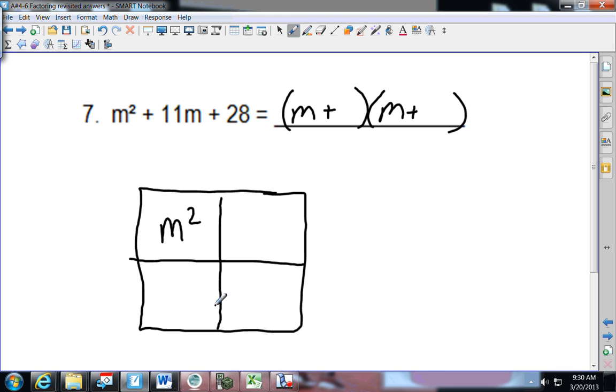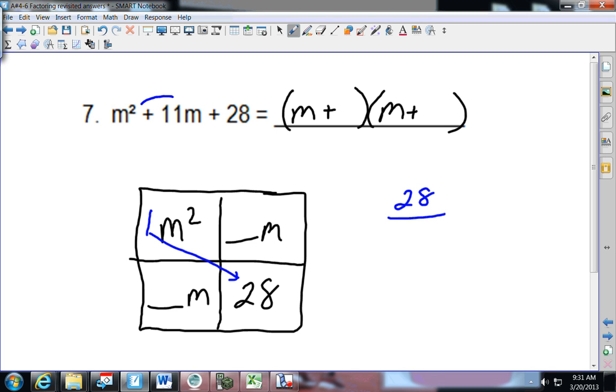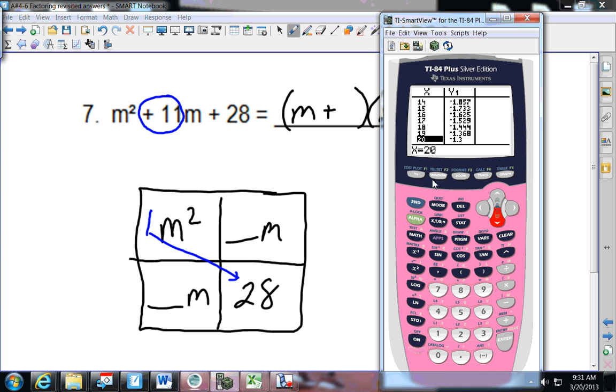I've got m squared, and down here I've got 28. Something m, something m. There's a 1 in front of there. I'll multiply these two together and get 28. I need the factors of 28 that add up together to give me 11. So if I go into y equals and put in there 28 divided by x, second graph, let's see, second window, I'm going to go back to 0. It's easier to start there.